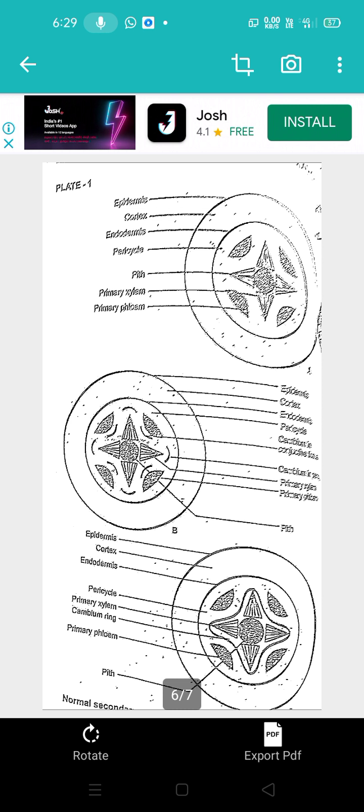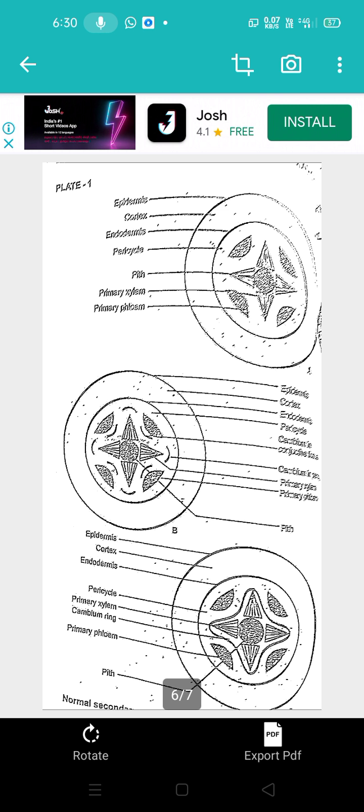The next procedure: at the time of the development of secondary tissue, on the inner side of the phloem and outer side of the xylem, some meristematic tissue called cambium or cambium strips develops. This cambium may be called interfascicular cambium. This cambium elongates, connects to each other and forms a continuous wavy ring of cambium.